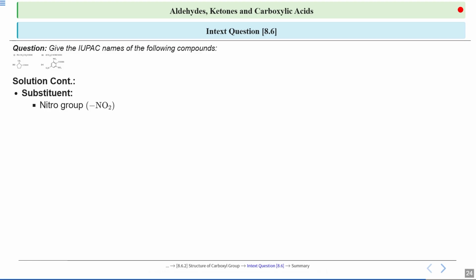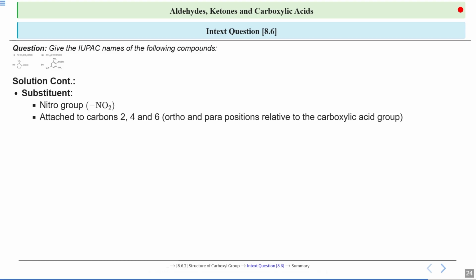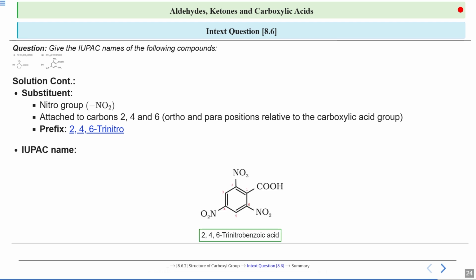If I talk about the substituent, then we have a nitro group which is attached to carbon 2, 4 and 6, that is ortho and para positions relative to the carboxylic group. So NO2 is attached at the second, 4th and 6th carbon. So the prefix we use is 2,4,6-trinitro. Tri because 3 NO2 groups are attached. So if you finally write the IUPAC name, this will be 2,4,6-trinitrobenzoic acid. Okay, is this clear?